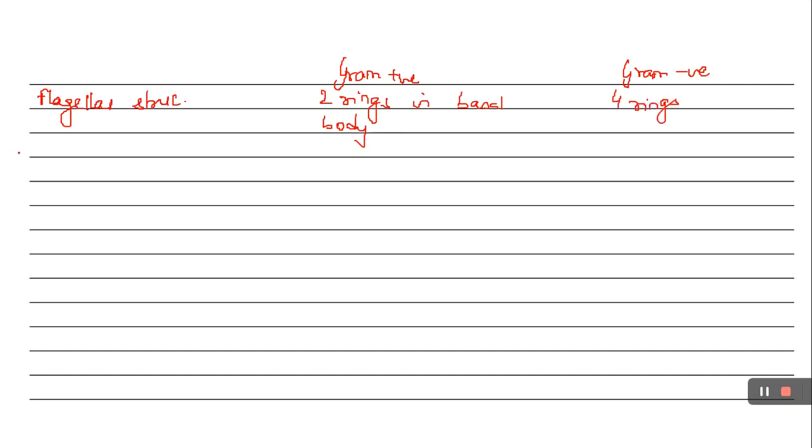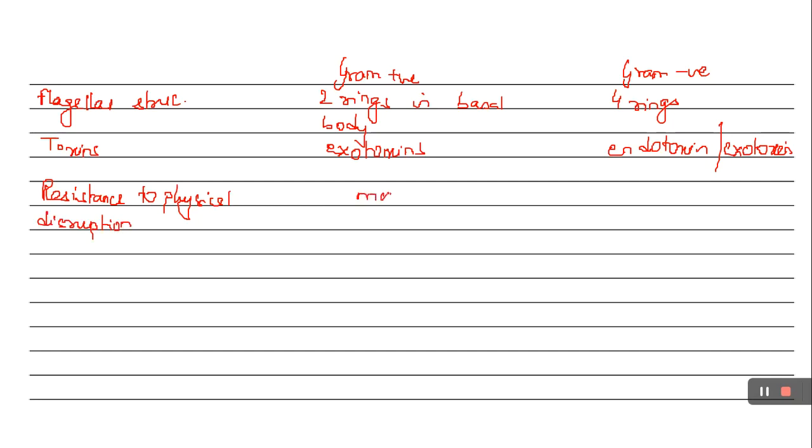Next come the toxins. Which toxins are produced by each of these bacteria? Exotoxins are produced by gram positive bacteria and endotoxins are produced by gram negative bacteria. It can be endotoxin or exotoxin; both can be produced. Next is resistance to physical disruption. Which are more resistant? Gram positive bacteria are highly resistant, and gram negative are less resistant.